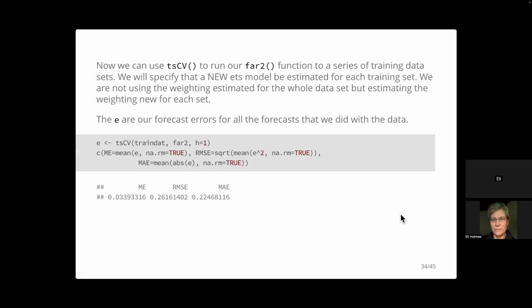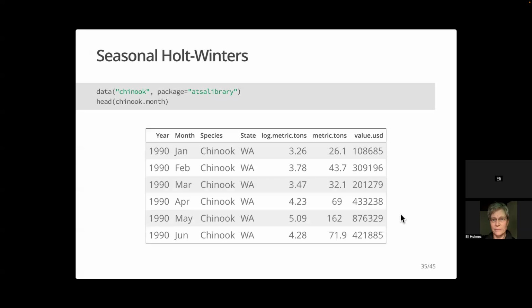Okay, let's go through that. I'm not going to do that. Okay, so now we are going to talk about the Holt-Winters. The Holt-Winters is the one that has that seasonal effect, and we allow the seasonal effect to evolve over time. I'm going to do this with the Chinook data set in the ATSA library.